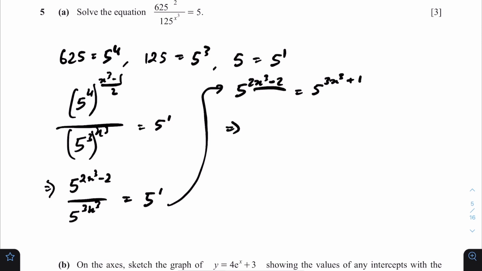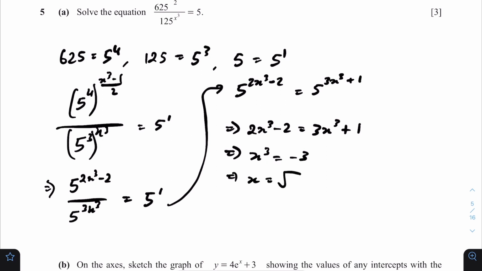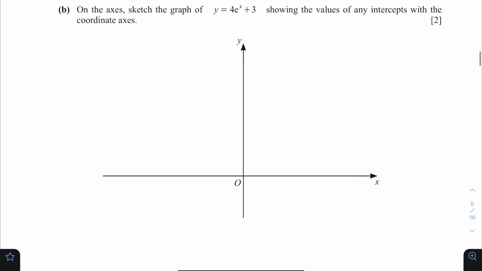So therefore, we can equate the powers now that we have the same base and get 2x cubed minus 2 is equal to 3x cubed plus 1. If we rearrange, we get x cubed is equal to negative 3. So x is equal to the cube root of negative 3. And if we just put this into our calculator, remember we're no longer under that non-calc question, so we can do this. Negative 3 to the power of 1/3 is negative 1.44 approximately. So that's our answer. Moving on to question 5b.